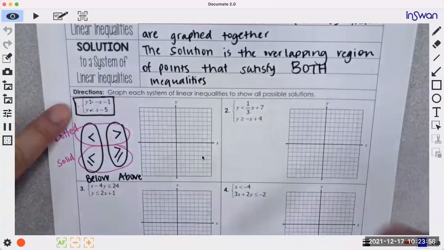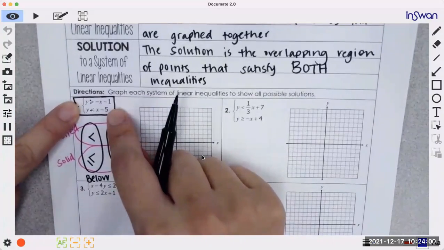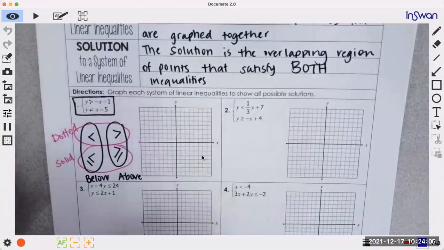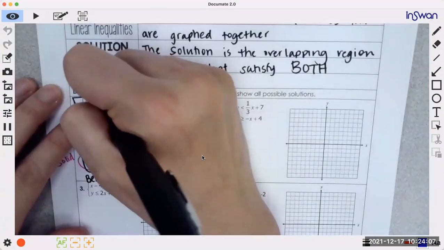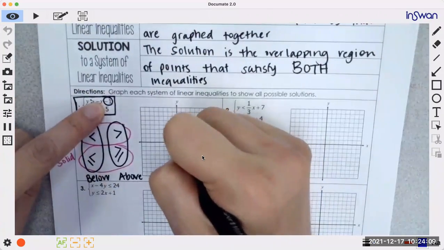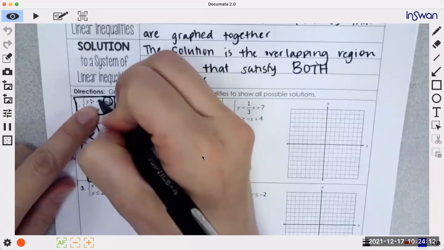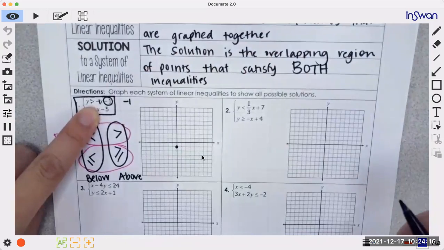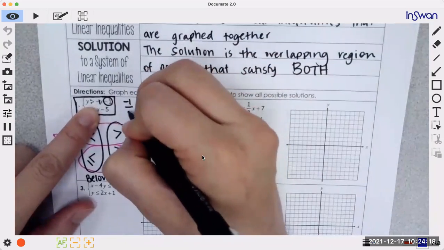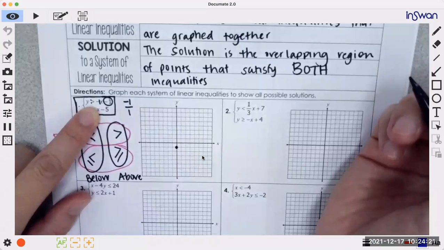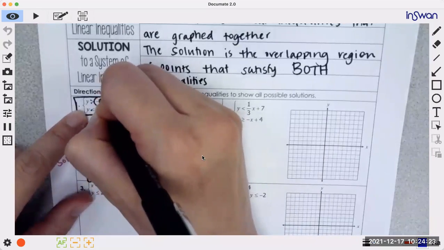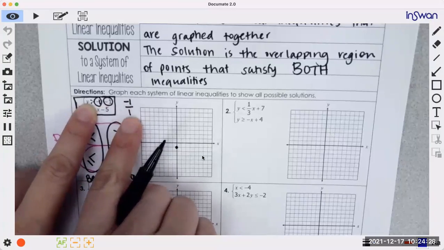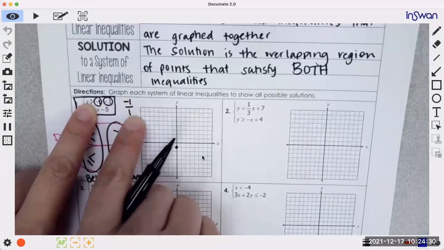All right, so step one, I look at my equations. Are they in the correct format? Yes, they are. Both of these are y equals, so I'm ready to jump in and graph. So I graph my b first. Grab your b, -1. And then I'm going to look at my slope. It's -1. I'm going to change that -1 to a fraction so I can graph. So -1 over +1 is going to give me the same number that I had here for the slope. I didn't change anything. -1 divided by 1 is still -1, but now it's in a fraction form.